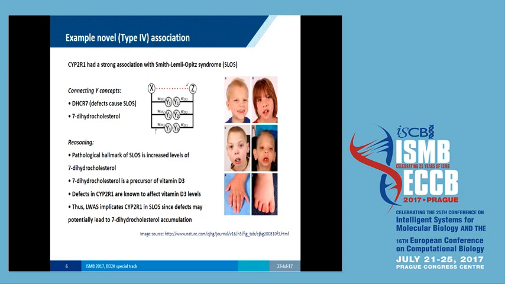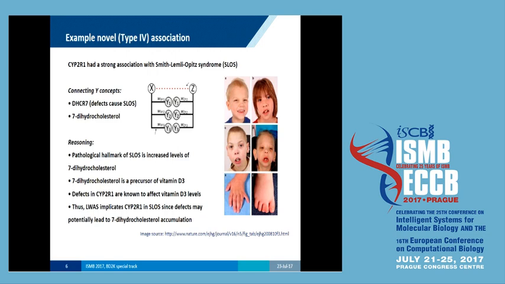So CYP2R1 had a strong association with Sloth syndrome. And the connecting concepts that you can see here were this gene, DHCR7, one of the connecting concepts. Defects in this gene actually cause Sloth. And we also had 7-dihydrocholesterol as one of the connecting concepts.